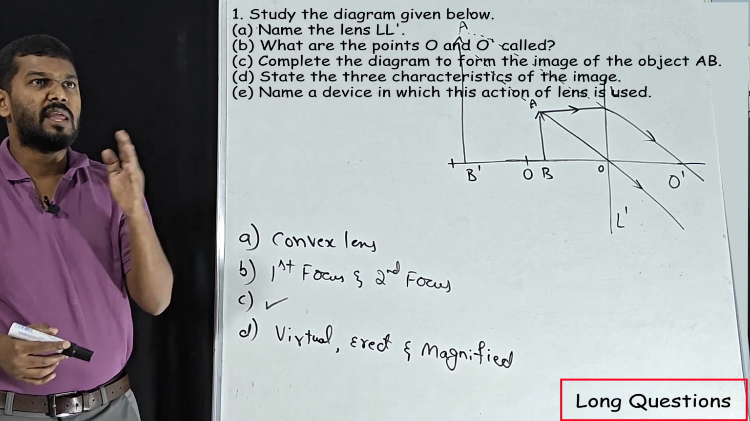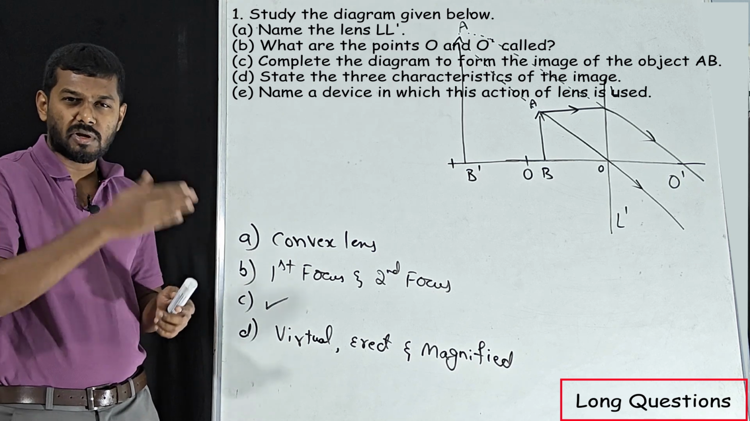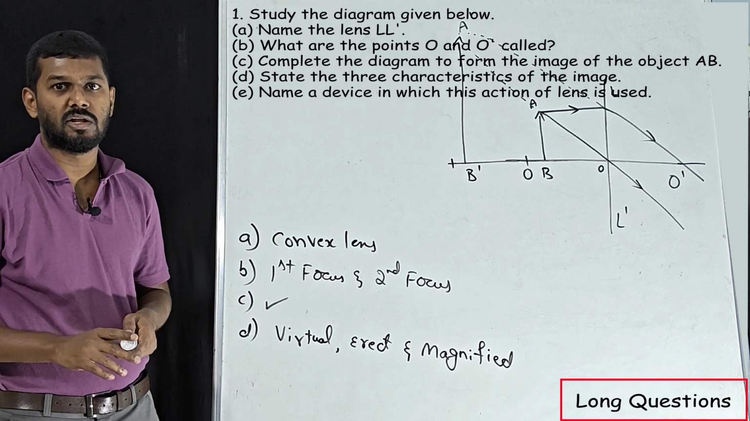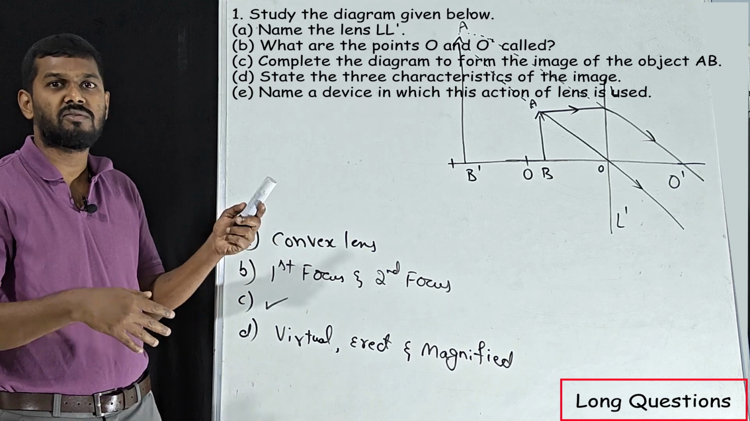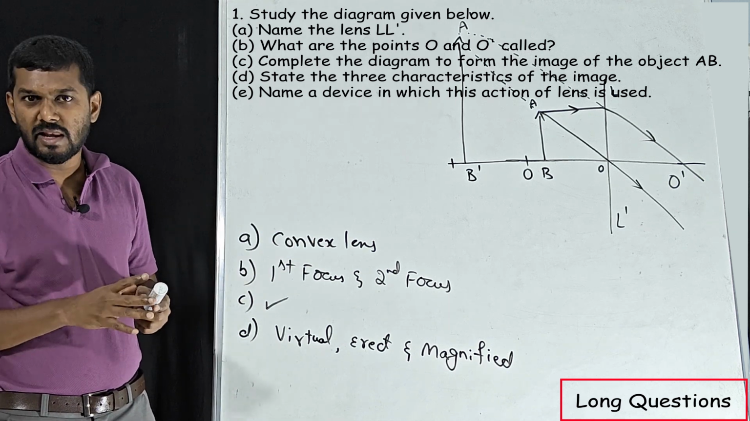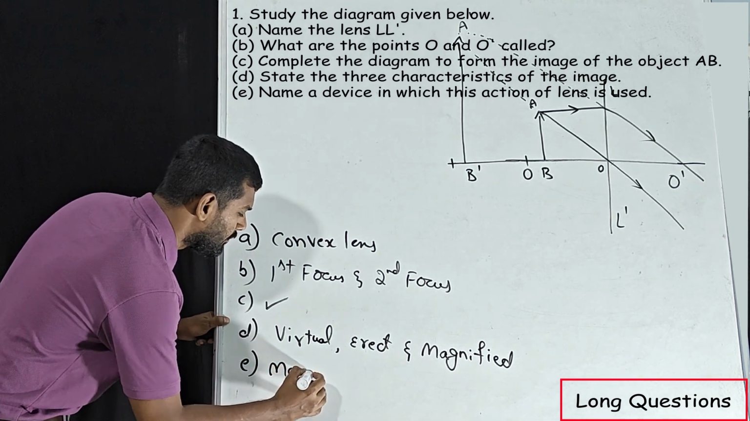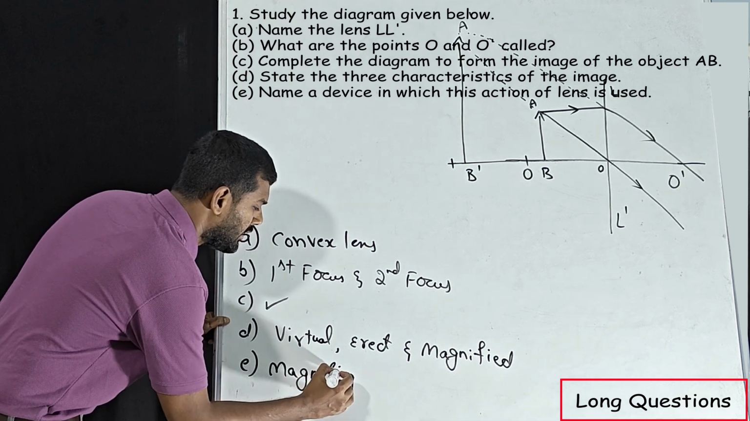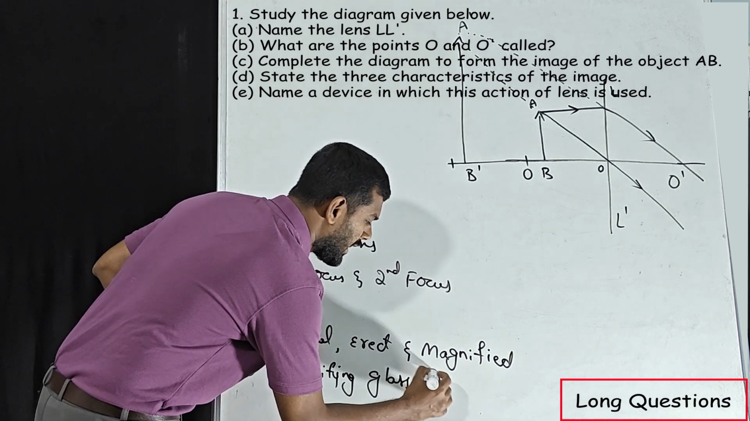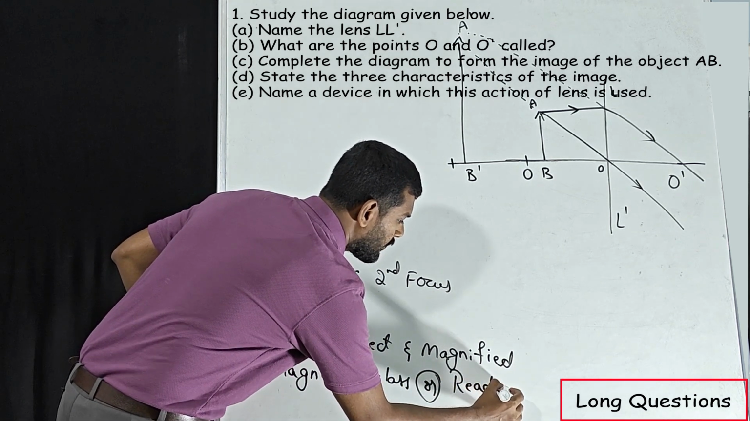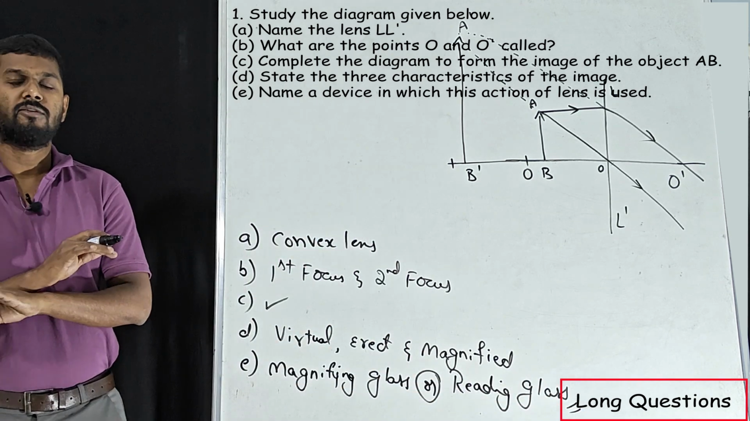Our last sub question: name a device in which this action of lens is used. While learning the ray diagram, for every case we have learnt the application also. Here they are asking for the application. This kind of lens is used in magnifying glasses or reading glasses. You can write it as a magnifying glass or a reading glass. Anyone you can write, you'll get full marks.